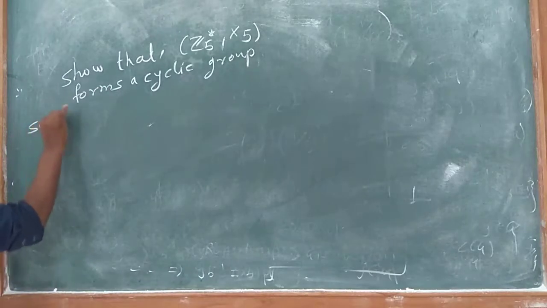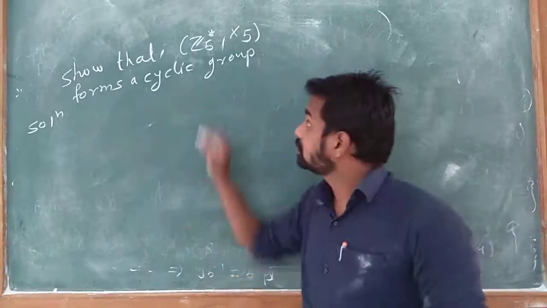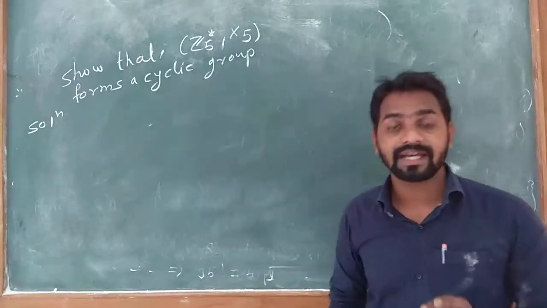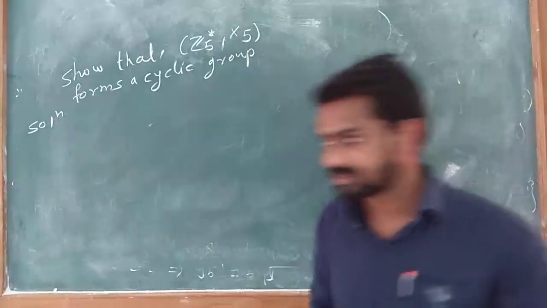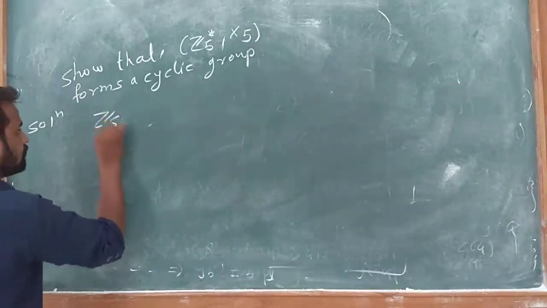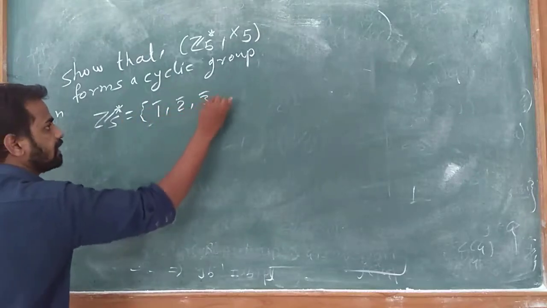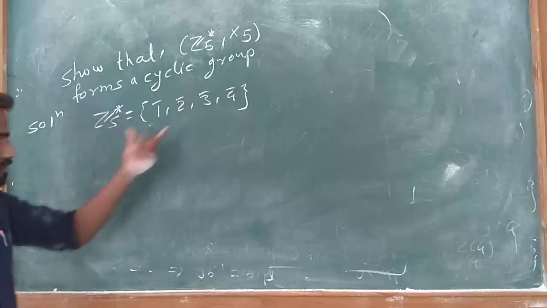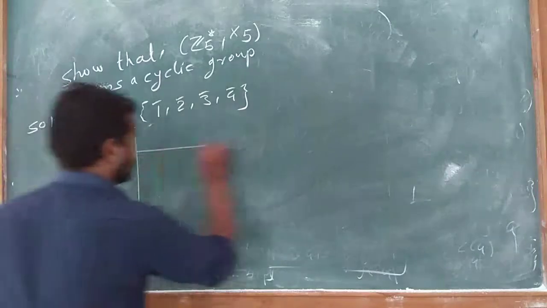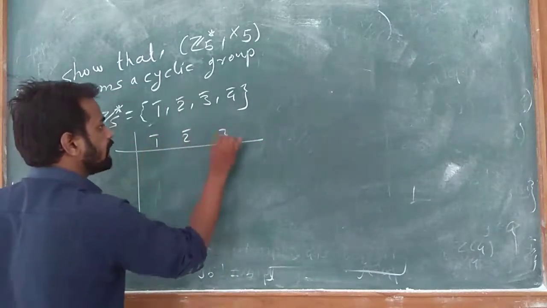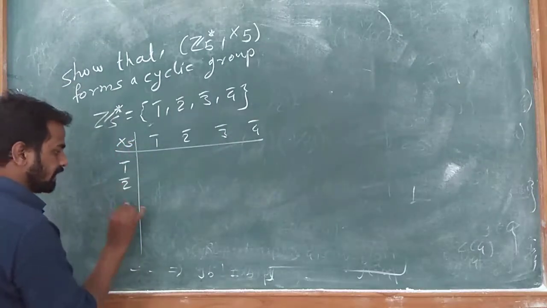Therefore, the solution for proving this: Z5 star means the collection of those elements in Z5 that are unit elements, or multiplicative invertible elements, meaning they have a multiplicative inverse. That is, Z5 star is equal to 1 bar, 2 bar, 3 bar, and 4 bar. In Z5 star, those elements have a multiplicative inverse.